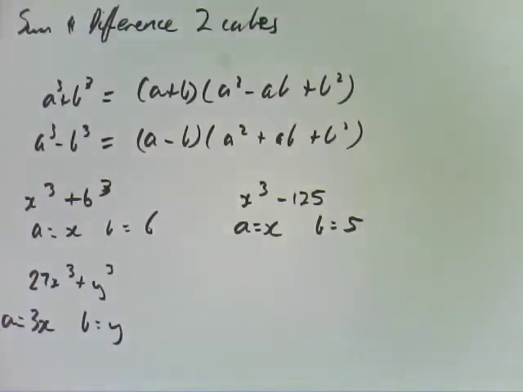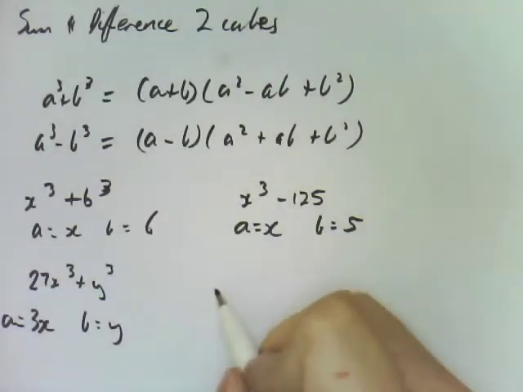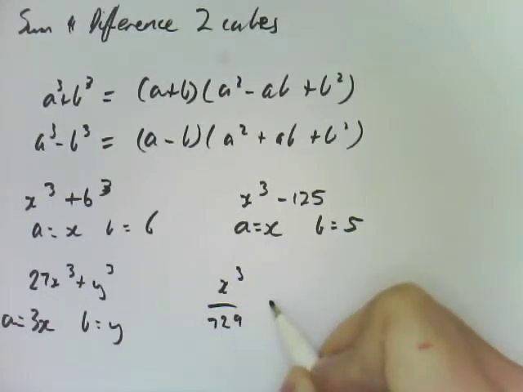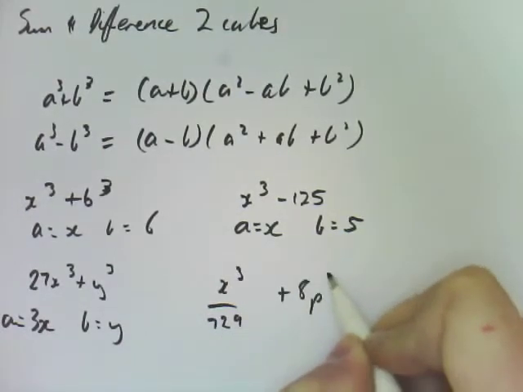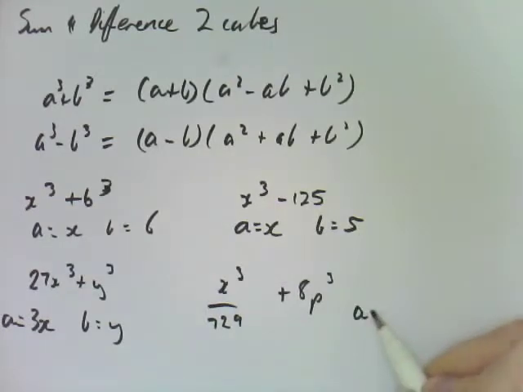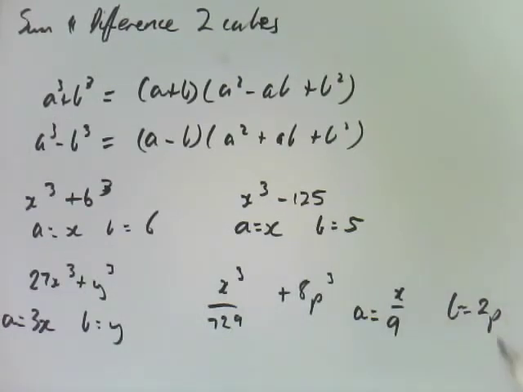Here's a real tricky one for you, just to give you a bit of fun. X cubed divided by 729 plus 8p cubed. What's A? P. Sorry, that was B. Yep, so B is 2p. So what's A? 1 and then the cube root of 729, which is? I don't know. Alright, x over 9.